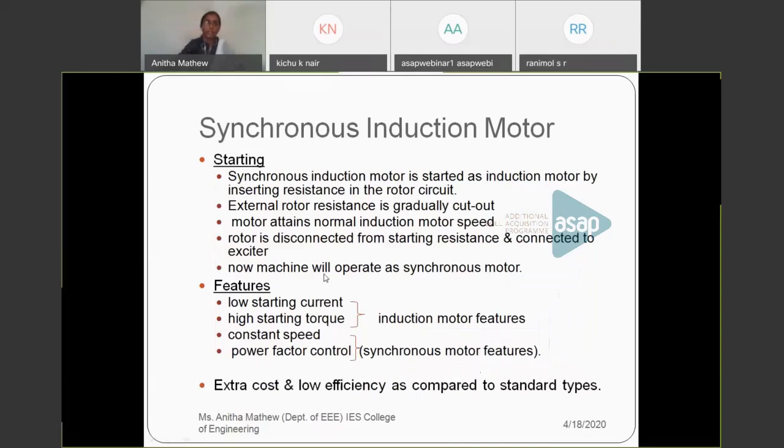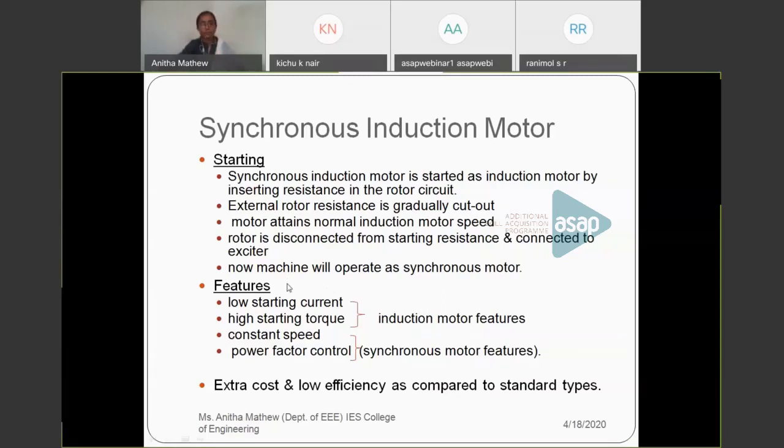These are all things I have already discussed. At start, the synchronous motor is started as an induction motor by inserting resistance in the rotor circuit. Second point, the external rotor resistance is gradually cut out. When the motor attains normal induction motor speed, the rotor is disconnected from the starting resistance and connected to the exciter, as a synchronous motor.